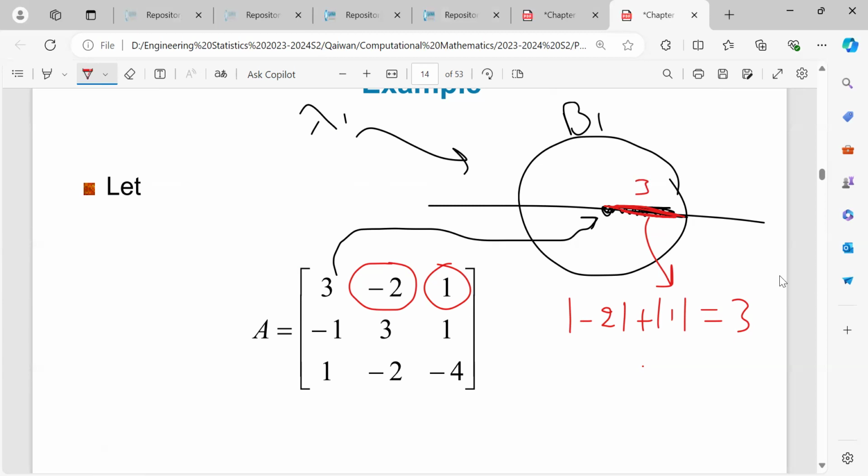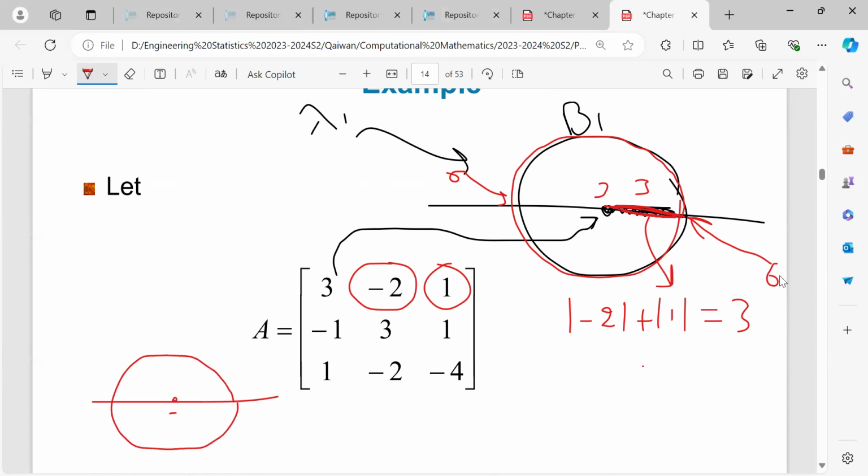If the center is 3, how about the endpoints of the circle? This is 6 and this is 0. Look, we have the circle. The center is 3. If the radius is 3, what's this point? Of course, it's 0. We go 3 units to the left, so we subtract 3 from the center. Going to the right, we add 3 units to the center. It is 6. This is B1.